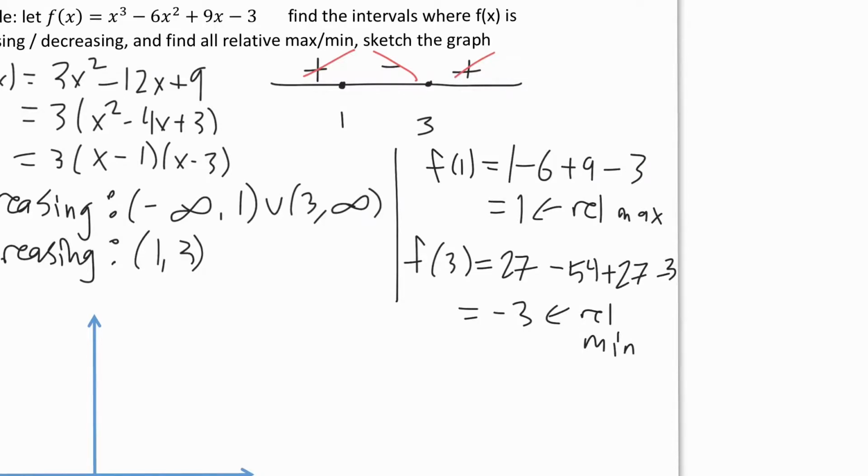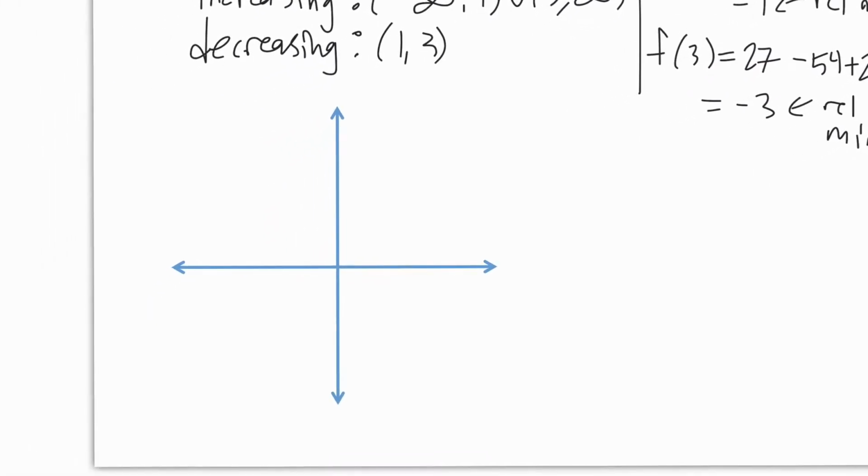Well, let's go ahead and sketch the graph. So this is our x-axis. This is f x. We know over at 1 and 1, we're going to have a point. This is going to be a relative max at 1 and 1. And then over at, well, 3 and negative 3, we're going to have a relative minimum.